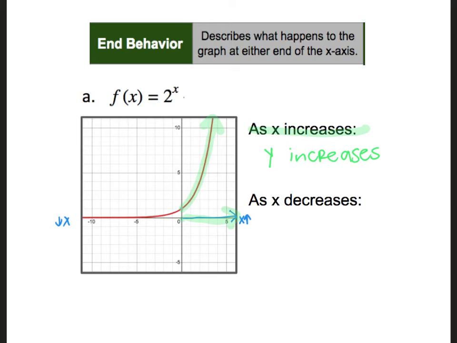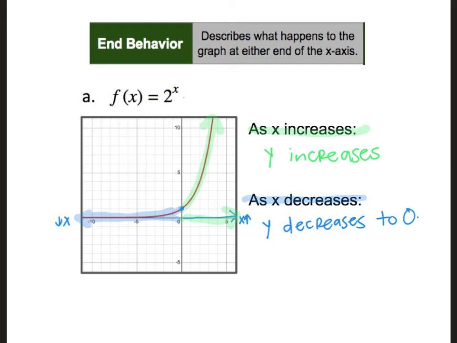Then we're going to look at the left side of my graph. So we're looking at as x decreases. Again, my x's are going down over this way, so we want to look at what's happening to my graph. From here, it's getting closer and closer to 0. And remember, it'll never cross that line because that's our asymptote, but it is decreasing. So we're going to say y decreases to 0. Again, it started at 1.